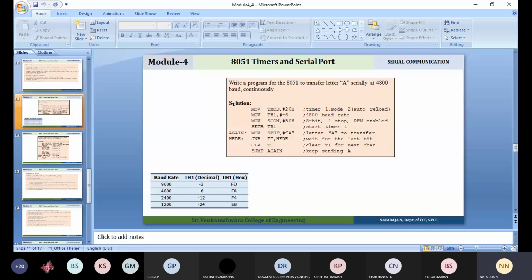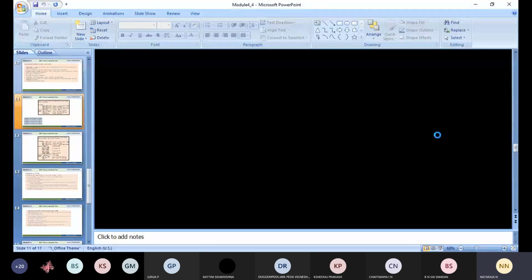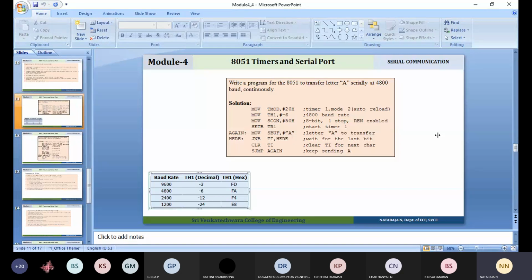Observe here. Move TMOD comma 20H. Why? Because we need to select timer 1 mode 2, auto reload. Why do we use auto reload? After transmitting this, it will automatically reload. That is the intention of using auto reloading. Move TH1 comma -6. It indicates your baud rate. That baud rate is suitable to transmit data between your 8051 microcontroller and an IBM PC compatible.